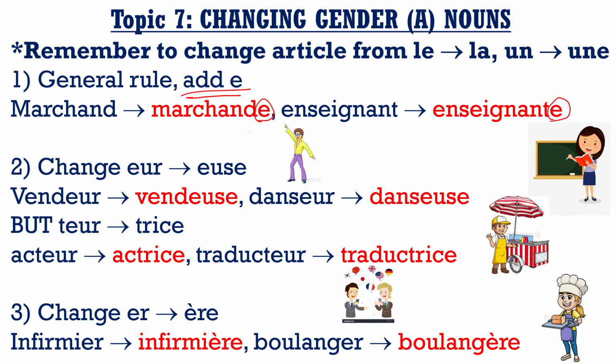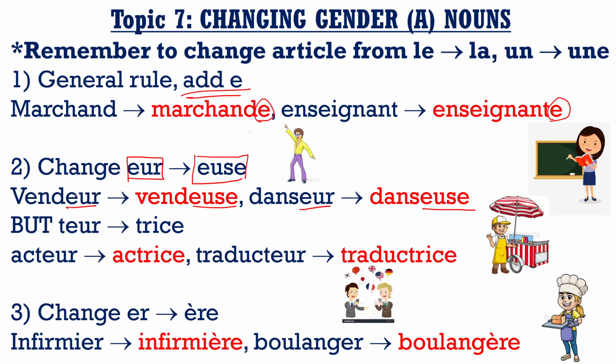The next rule is if the masculine ends with eur, the feminine ends with euse. So vendeur, which is a seller, becomes vendeuse, eur becomes euse. Danseur, which is a dancer, becomes danseuse, eur becomes euse.